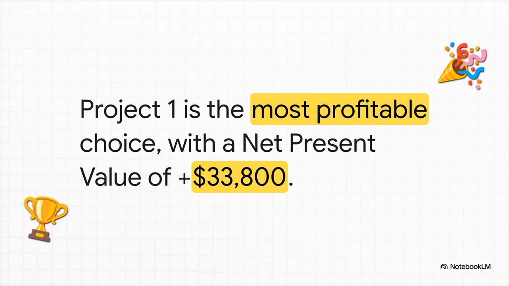So what does this actually mean? It means that even after accounting for our 10% opportunity cost, Project 1 still comes out ahead. Its future earnings are worth over $1 million today. It creates an extra $33,800 in value. Project 2, on the other hand, doesn't even meet our 10% benchmark. Its future earnings are worth less than our initial investment in today's money. So the winner, hands down, is Project 1.